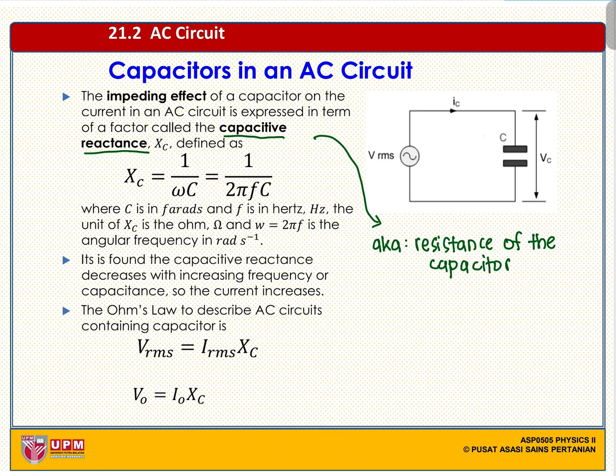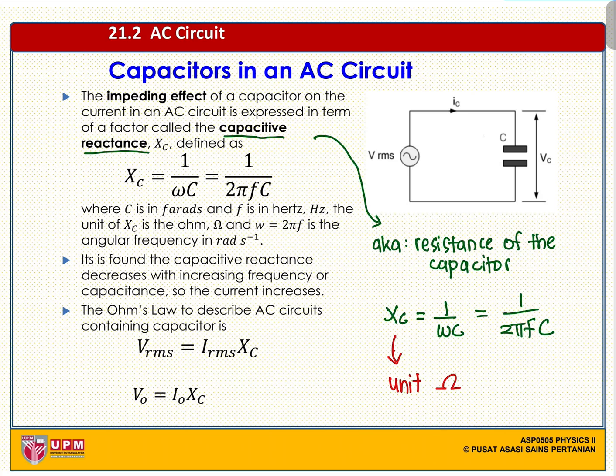Okay. So capacitive reactance for capacitor by equation dia adalah XC equal to 1 over omega C. So omega is equal to 2 pi F, darab dengan C. So awak punya C ni mesti dalam farad. C awak mesti dalam farad. F awak mesti dalam hertz. Dan juga awak punya XC ni nanti unit dia adalah dalam ohm. Sebab tu saya kata dia boleh digambarkan sebagai resistance of the capacitor. Sebabnya unit dia adalah ohm.